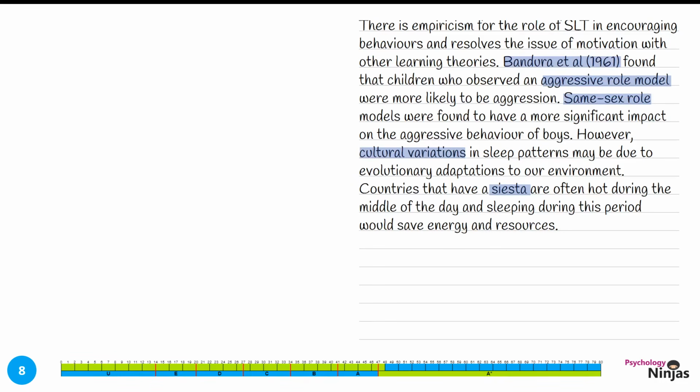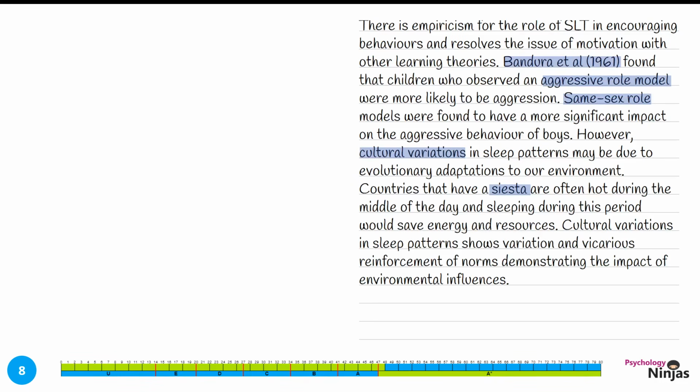And then we're going to come to a judgment. Cultural variations in sleep patterns shows variation and vicarious reinforcement of norms demonstrating the impact of environmental influences. Where we're talking about the role of norms, we're talking about social rules in behaviour. We've linked that back into social learning theory once again by saying that certain norms are encouraged by others.